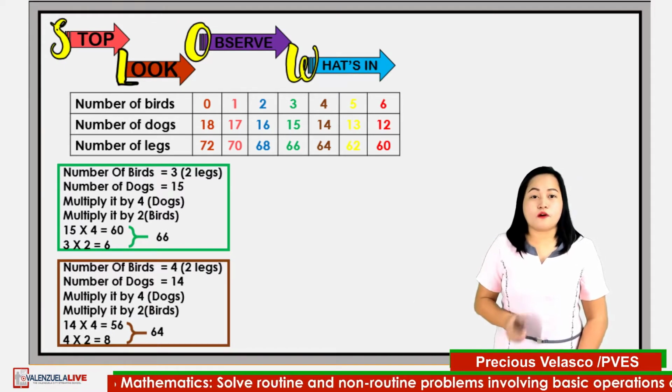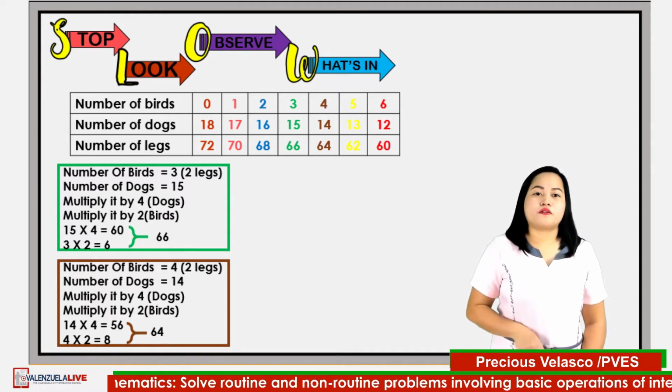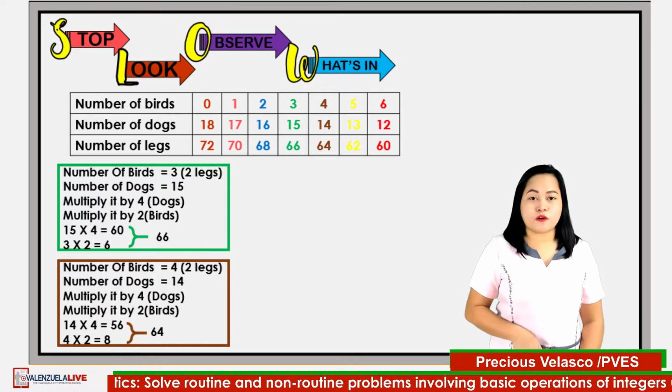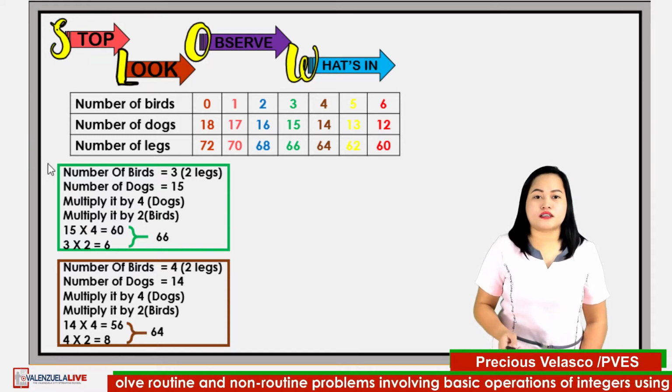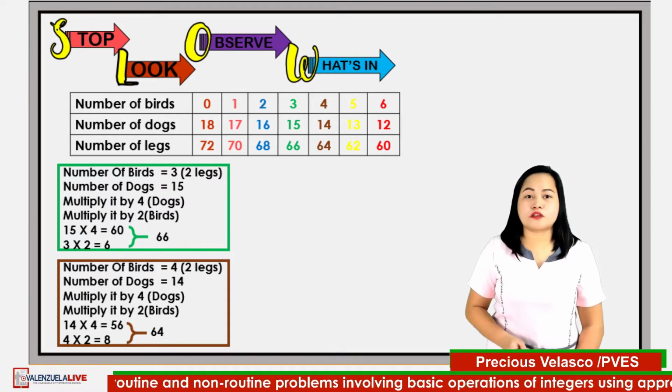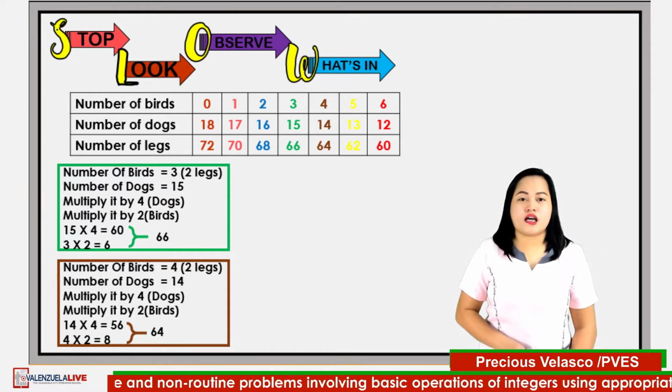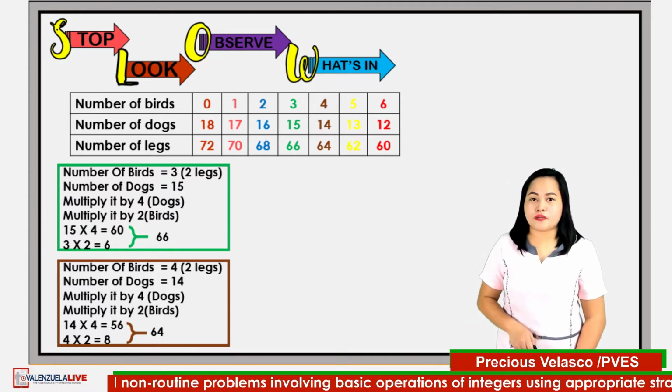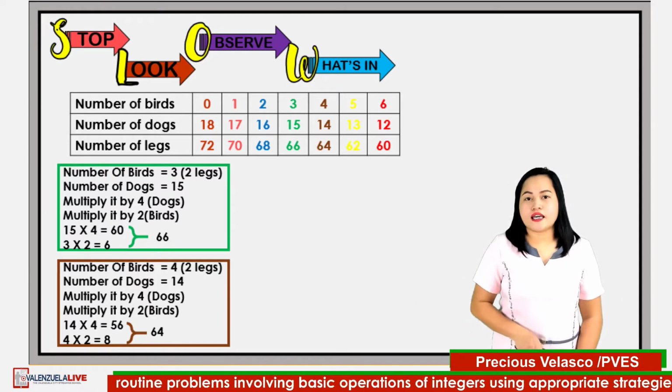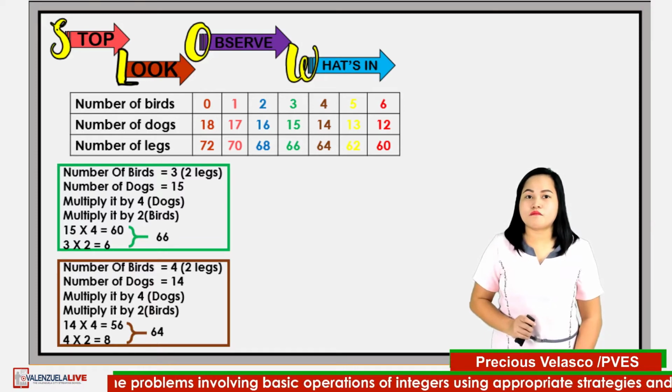So 4 and 14. So we have 14 times 4, and it will give me 56. And 4 times 2, it will give me 8. Getting the total of these two, we have 56 plus 8. It will give me 64.